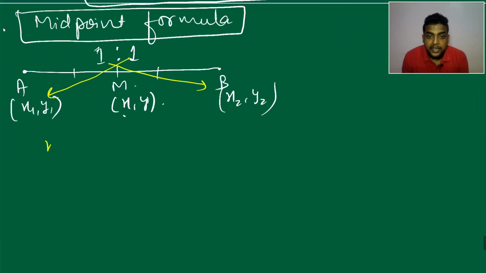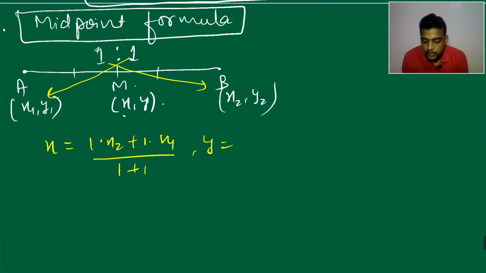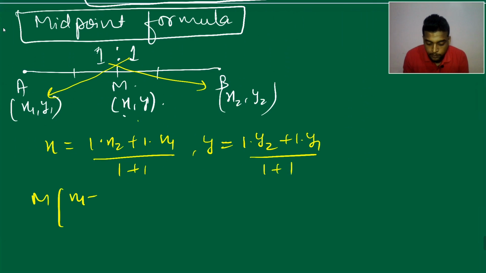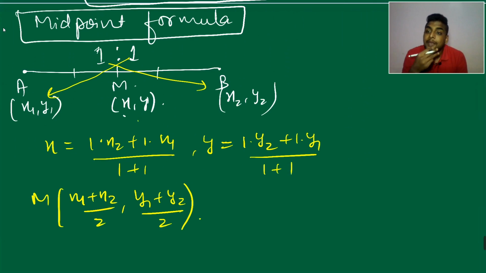So we can write x is nothing but 1 into x2 plus 1 into x1 upon 1 plus 1, and y is nothing but 1 into y2 plus 1 into y1 upon 1 plus 1. So x, y is basically the M point; we can directly write (x1 plus x2)/2 comma (y1 plus y2)/2. So this is how M came.